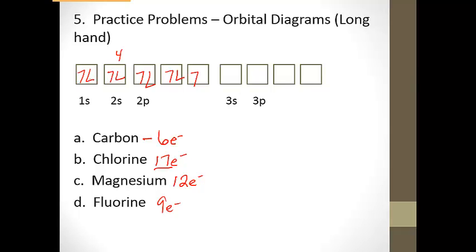So that's how you do an orbital diagram. Those 3 rules, Aufbau principle, Pauli exclusion principle, and Hund's rule, are definitely 3 that you will be hearing about a lot as you do different practice problems.